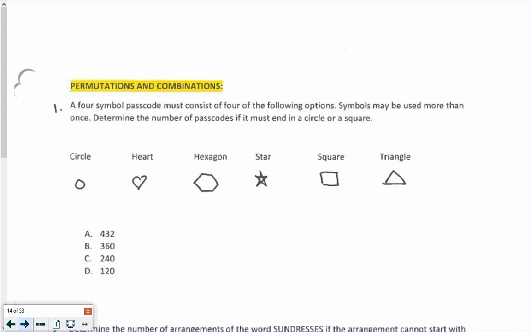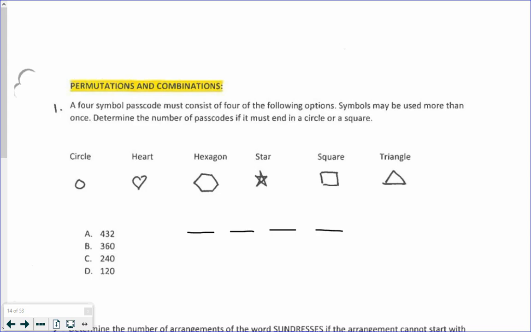It says a 4-symbol passcode must consist of 4 of the following options. Symbols may be used more than once. Determine the number of passcodes if it must end in a circle or a square. These passcodes are an arrangement of symbols, right? You're arranging these symbols in a row. So this is a permutation question, which means we're going to do the blanks method.